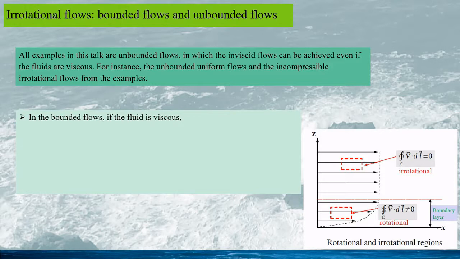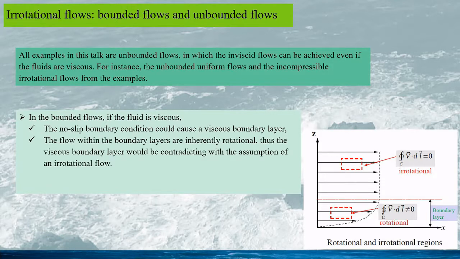However, in reality, for the bounded flows, if the flow is viscous, the no-slip boundary condition must be applied, and it will cause a viscous boundary layer. The flow within the boundary layers is inherently rotational. Thus, the viscous boundary layer would be contradicting with the assumption of a rotational flow. Therefore, in rotational flows, no slip boundary conditions are not applicable.